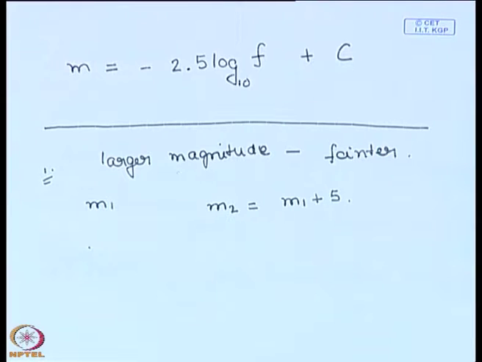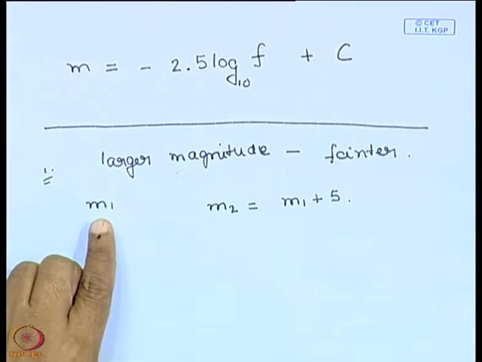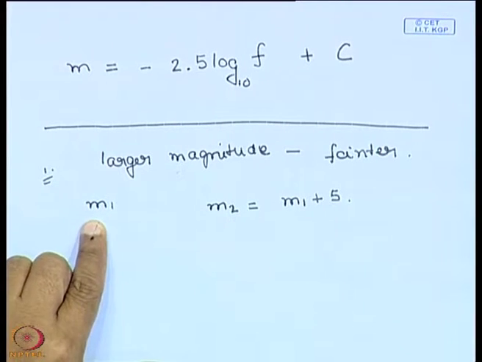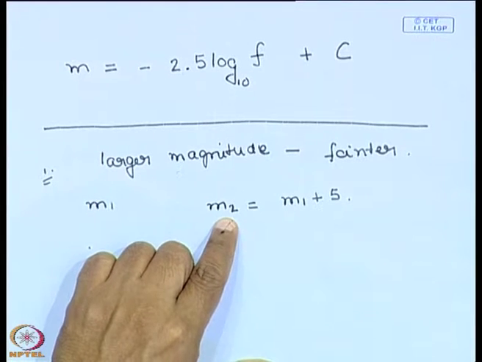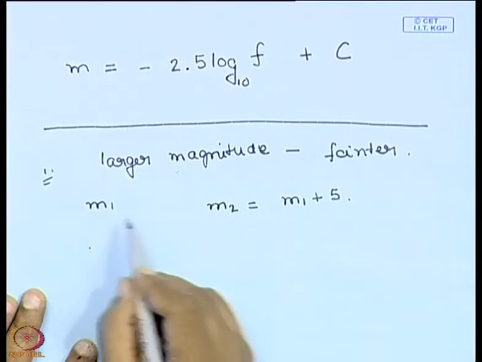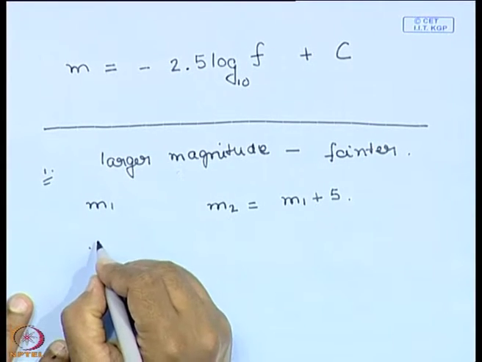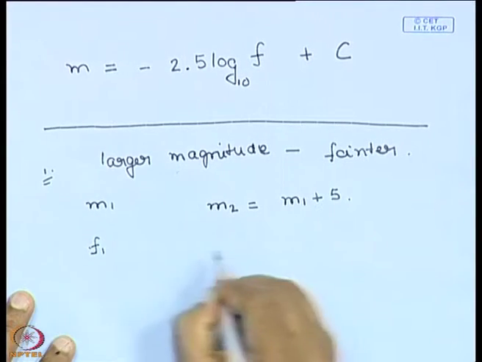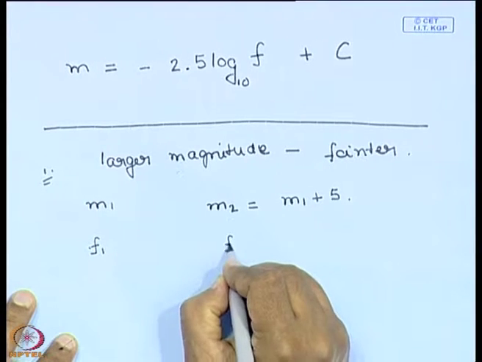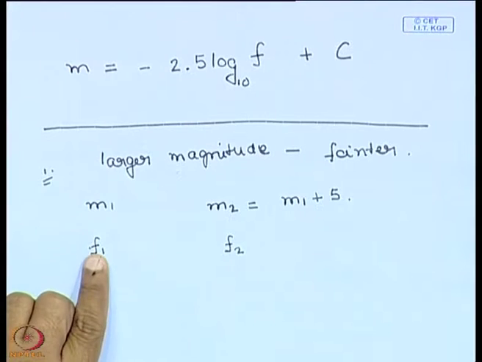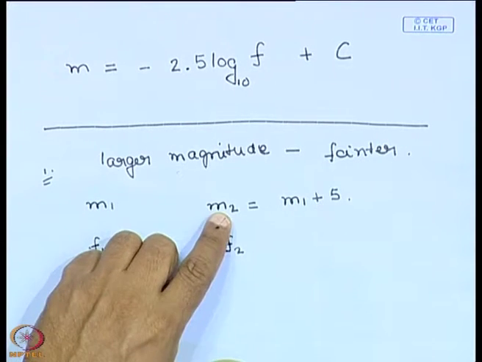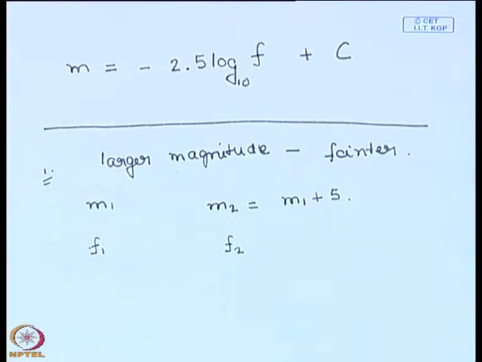So, let me ask you, what is the relation between the flux of this source and the flux of this source? There are 2 sources, 1 and 2. Let us say that this has a flux F1 and this has a flux F2. The question is, what is the relation between the flux of the first source and the flux of the second source? There are 2 sources.